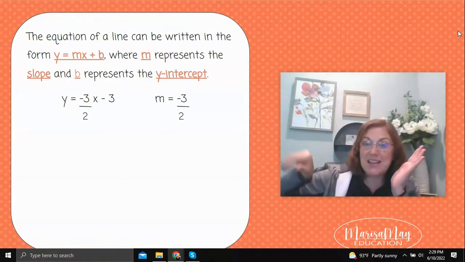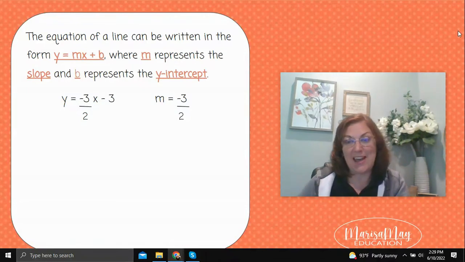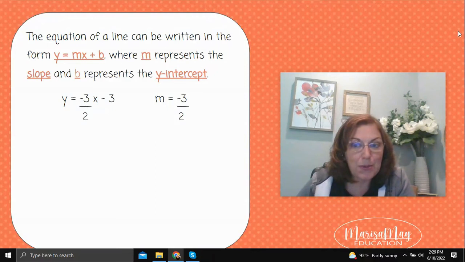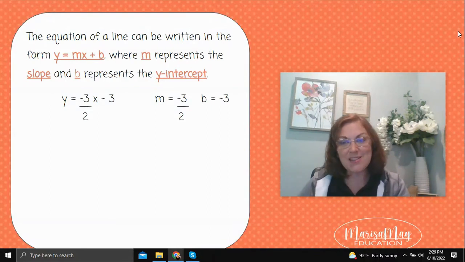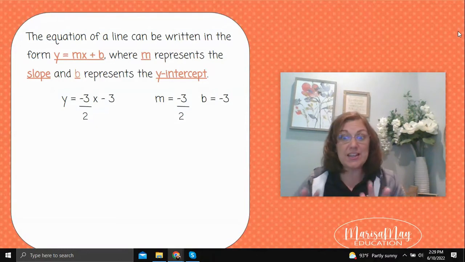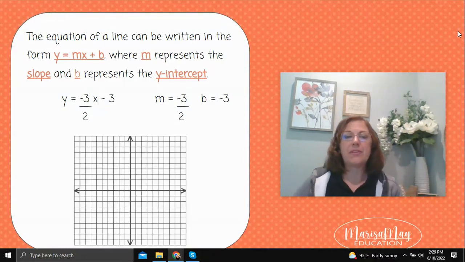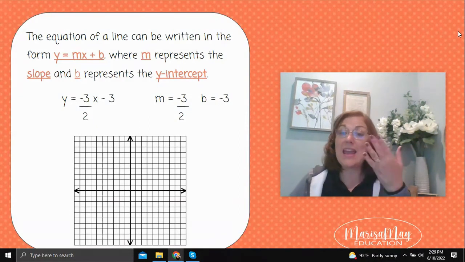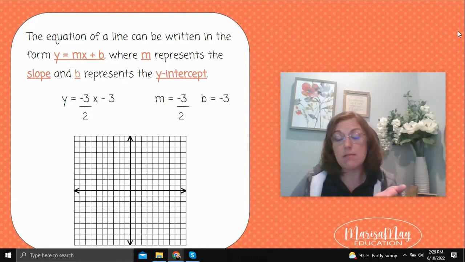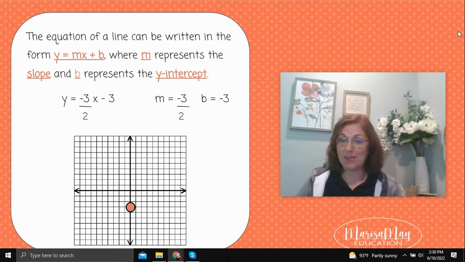Now the number that's being added to x is the y-intercept. Now it says subtract 3. So I need you to think about subtracting 3 being the same thing as adding -3, and that's why b here is -3. So for this equation, we would have a y-intercept of -3. That means we start on the y-axis at -3, right there.